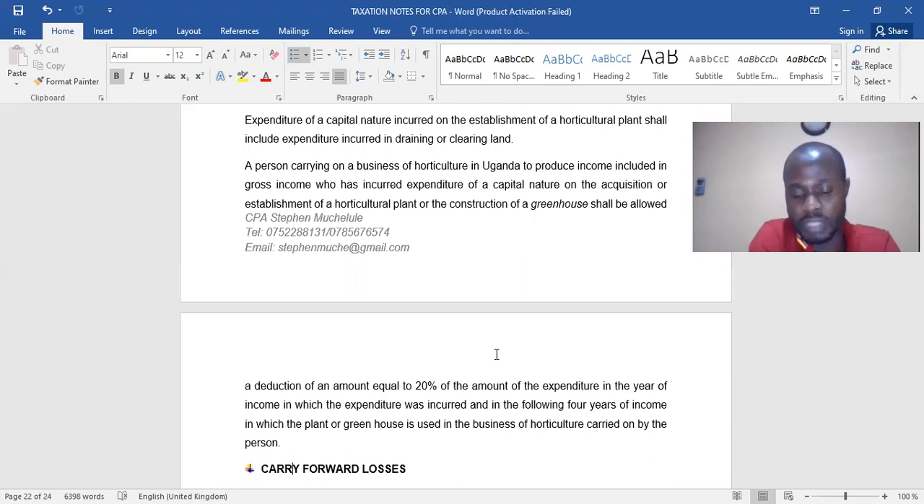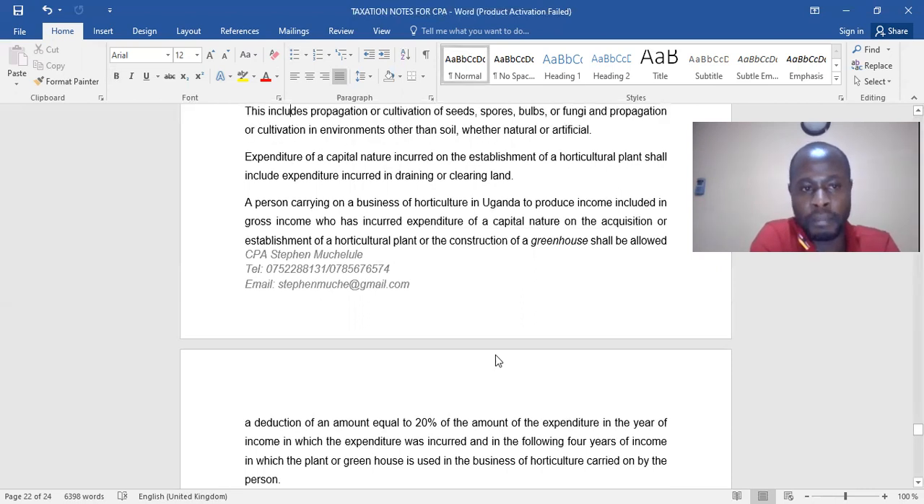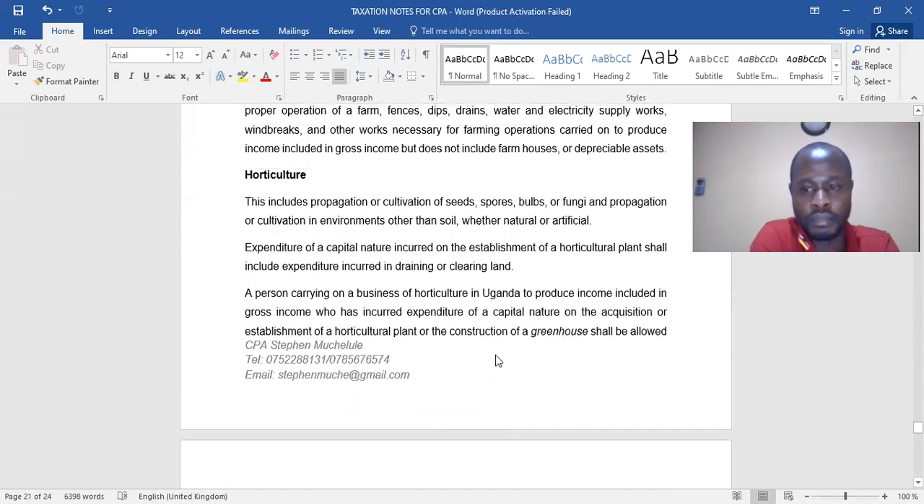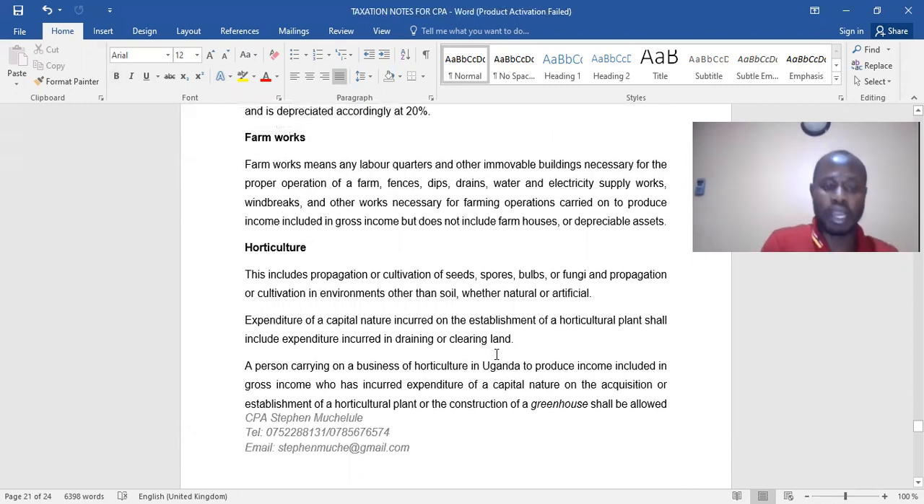So do you get the difference between these two? My book doesn't bring it out clearly. So we have farm works and horticulture. We are saying farm works, you include it in the class of 20%. Then for horticulture, we are saying you are going to depreciate it at 20%. So don't include it in the class, but depreciate it at 20%.